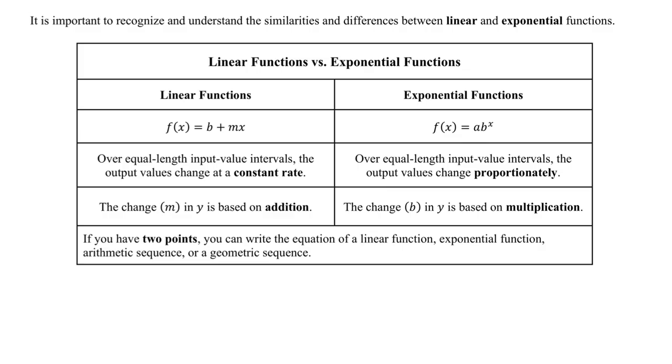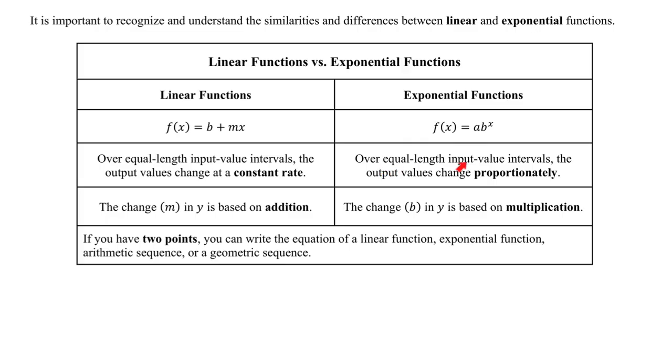This next box is the important part. I want you to notice that both of them start the same way: over equal length input values. It doesn't have to be 1, doesn't have to be 2, but it has to be the same. So if I'm going from 1 to 4, the next one has to be 7, the next one has to be 10. If I'm jumping equal lengths on my x values, the output values have a constant rate of change. So they're adding the same number over and over again, whether that's a positive number or negative number, who cares? They're just adding that same number over and over again.